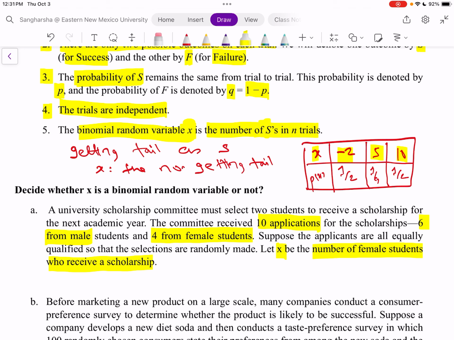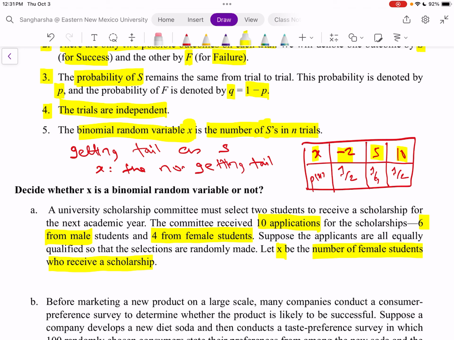Okay, before we make a decision here, do we have an identical trial or not? You have 10 different students and you are picking 2. So how many trials will we have? How many experiments do we need to perform here? 2, right?